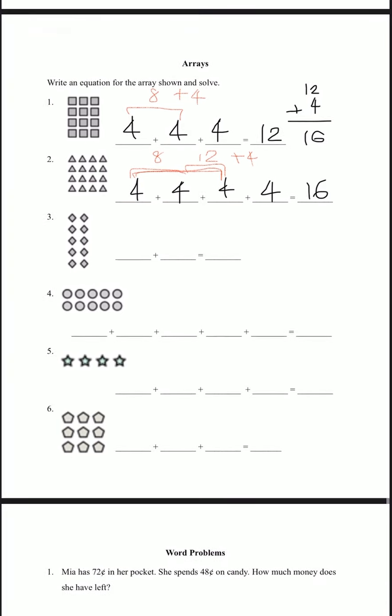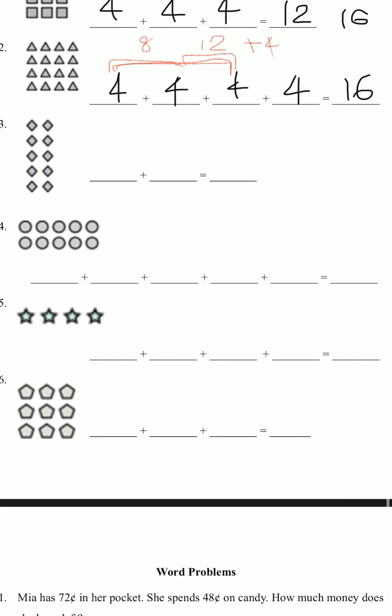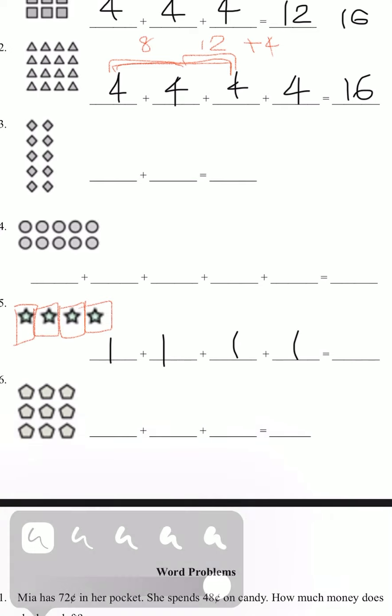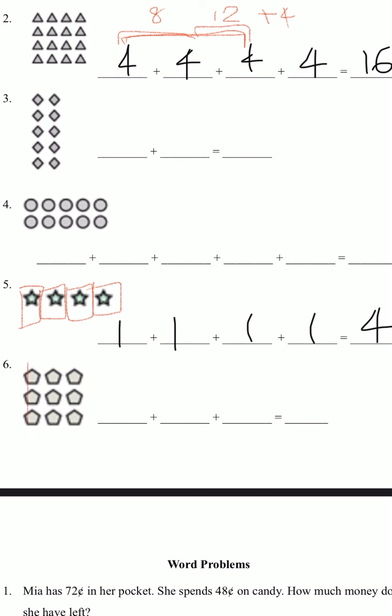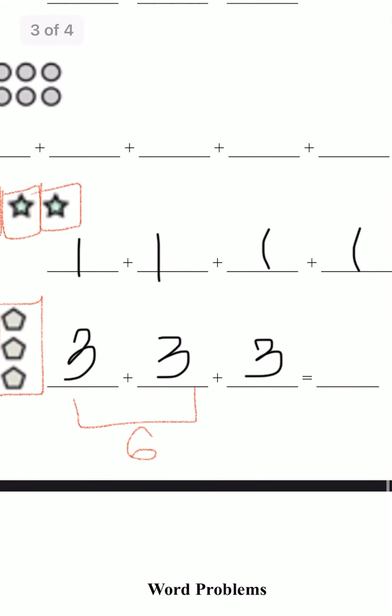Now let's try number 5. We just have ones. 1, 1, 1, 1, right? So we just write 1, 1, 1, and 1. So there are 4 stars in total. Okay? Let's try number 6. We have 1, 2, and 3 rows. And for each row, we have 1, 2, 3. So 3 plus 3 plus 3. 3 plus 3 is 6. And 6 plus 3 is 9.